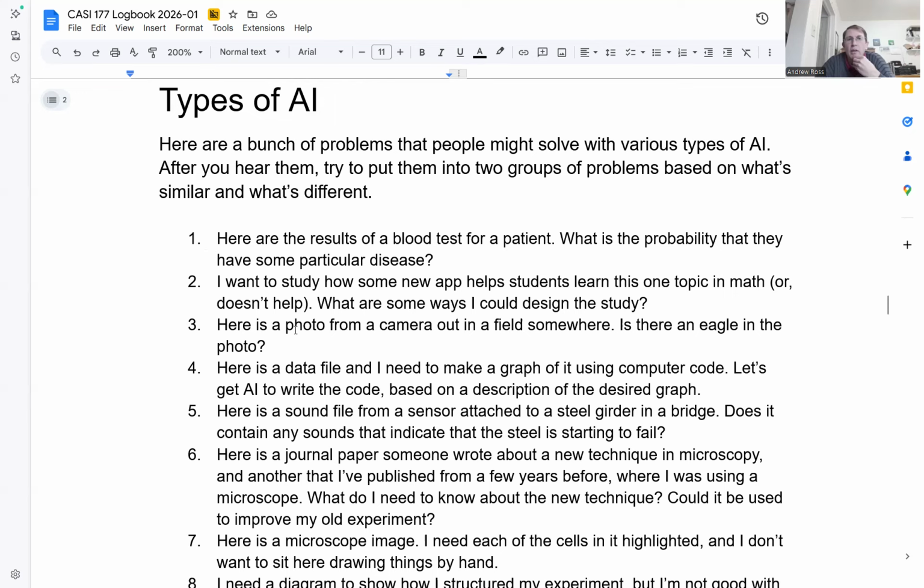Another one would be, here's a photo from a camera that I've placed out in a field, and maybe I'm studying eagles. And for each photo, I want to know, is there an eagle in this photo or not?